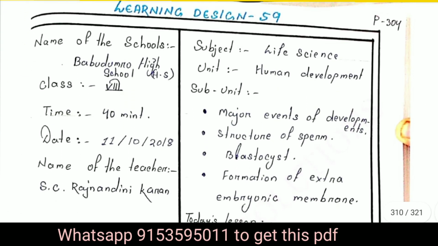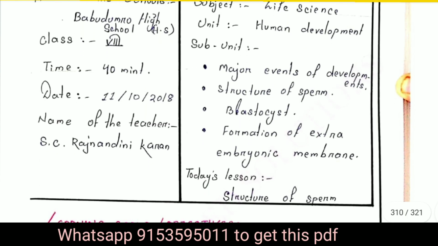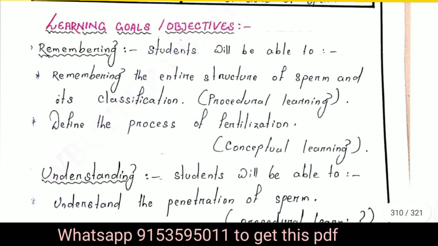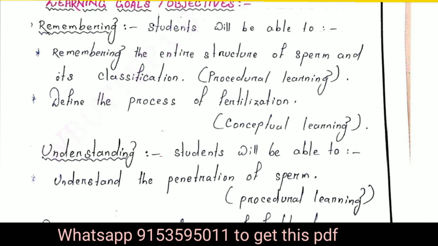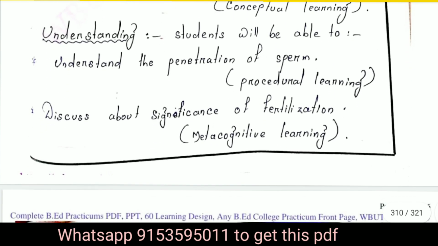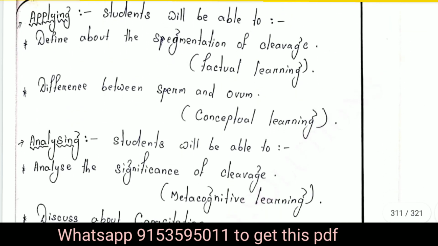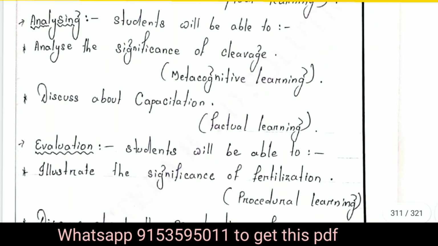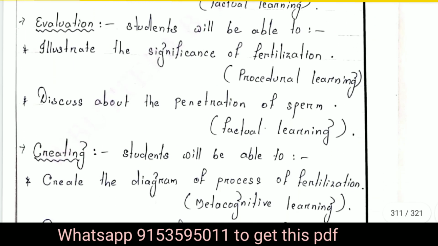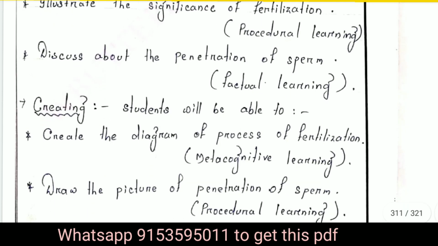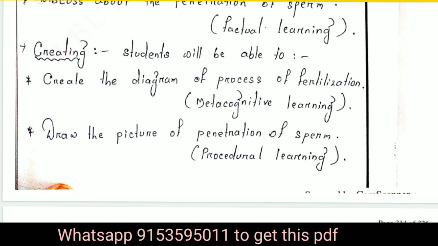Now we are coming to our learning design number 59. Subject life science. Today's lesson, structure of sperm. Learning goals or objective, remembering, understanding. Student will be able to understand the penetration of sperm. Discuss the significance of fertilization. Applying, analyzing, evaluating, creating. Student will be able to illustrate the significance of fertilization. Creating. Student will be able to create the diagram of the process of fertilization.